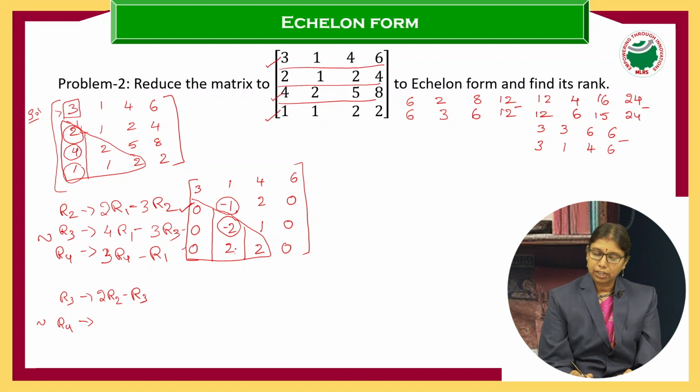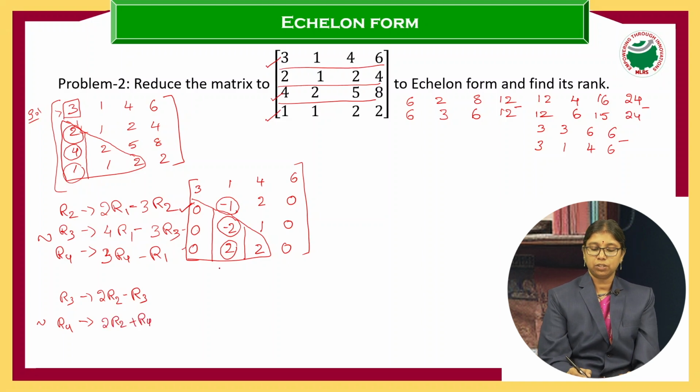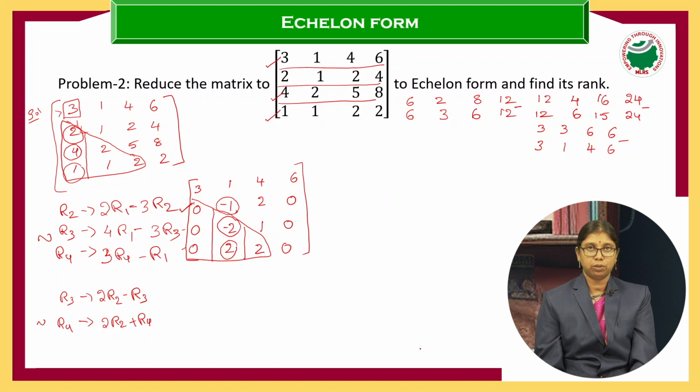Next R4. In R4 I have 2. Here I have minus 1. If you multiply by 2, minus 2 plus 2, both will be 0. That means you have to multiply the second row with 2 and add that row to R4. Since both are in opposite signs, I am adding both the rows.